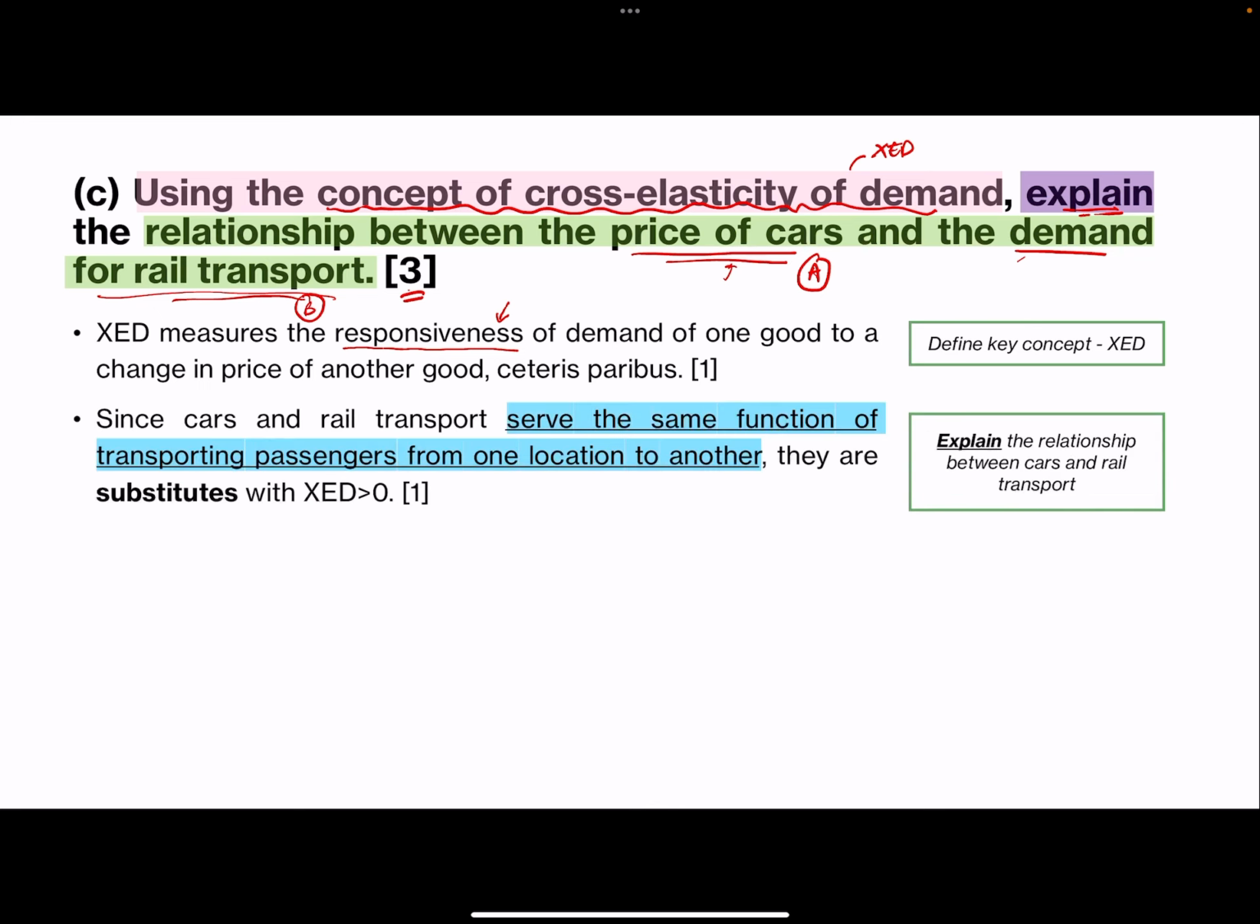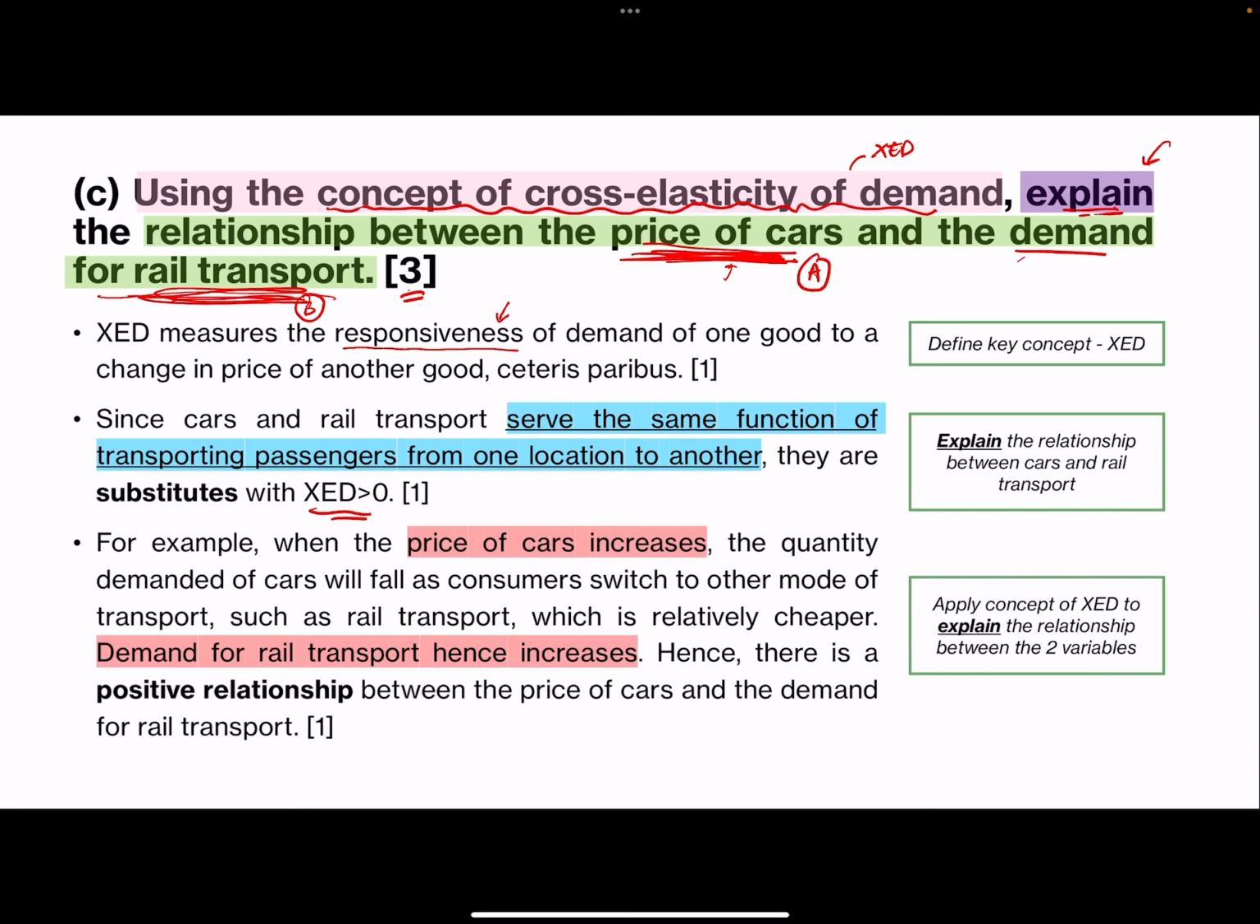Since cars and rail transport serve the same function, they are means of transportation from one location to the other, they are substitutes, and substitutes have an XED value of greater than 0. I need to explain the relationship between price and the demand for rail transport. So explain it. When the price of cars increases, the quantity demanded of cars will fall, so people buy fewer cars, and people switch over to other forms of transportation, which is rail transport.